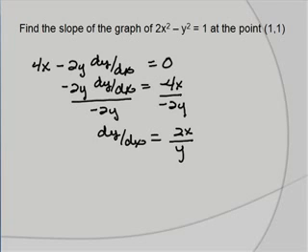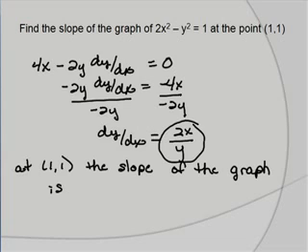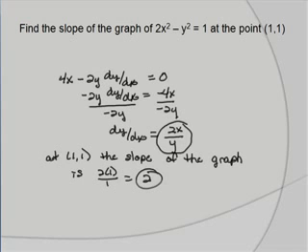And then we want to find at the point 1, 1, we want to find the slope of the graph. We take the formula that we came up with and substitute in our 1 for our x and our 1 for our y. So 2 times 1 over 1. So we would get 2 then. So that would be the slope at that point. So you find the derivative first and then you substitute that in.